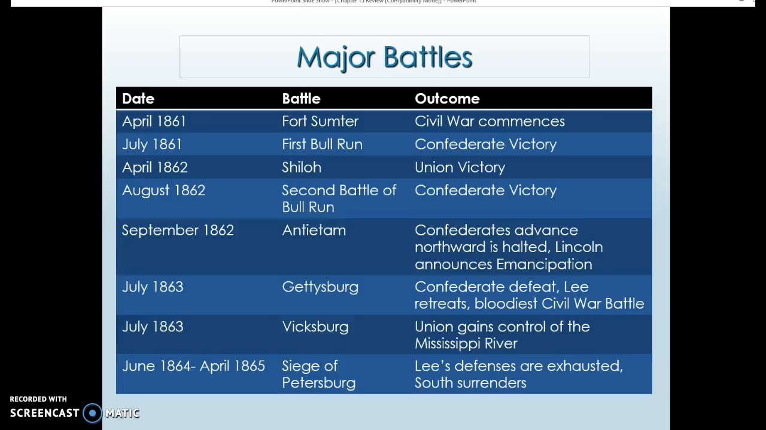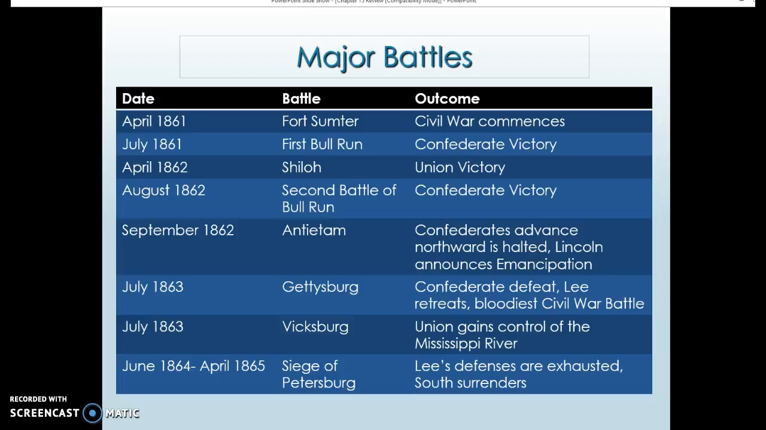And then you have the Second Battle of Bull Run. This is another Confederate victory. It's about a year after the Battle of the First Bull Run. The troops are a lot more organized in this battle. It wasn't as easy a defeat as the first time the Union went up against the Confederacy, but it does help to boost morale in the South.